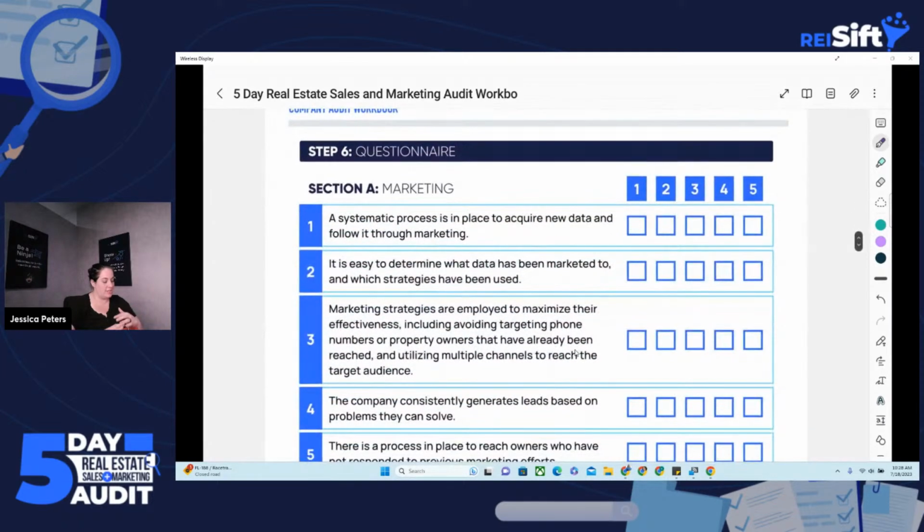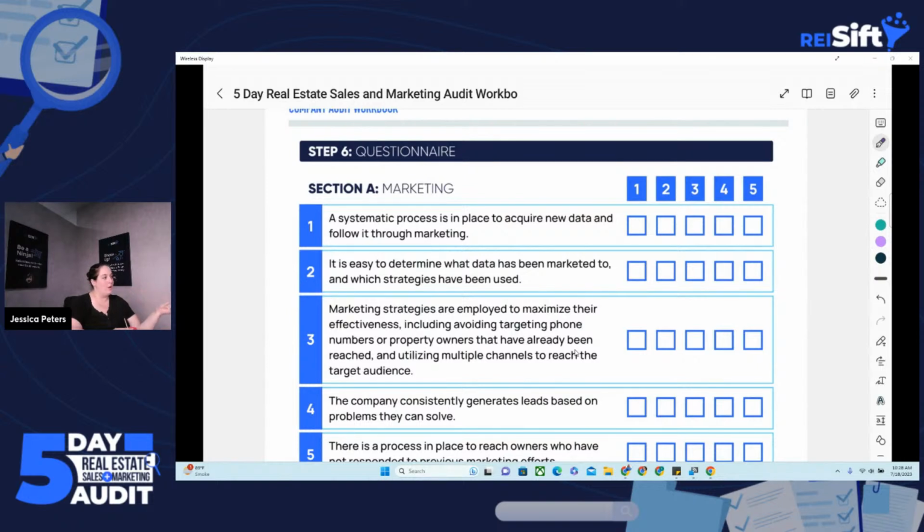So the first section that we're going to talk about is marketing. Question 1 is, you have a systematic process in place to acquire new data and follow it through marketing. So you know where you're getting your data, whether there's a million places to get it, right? You can get it from PropStream, you can get it from REI SIFT, you can get it from the county, which we recommend for vexations, tax delinquent properties, all that.